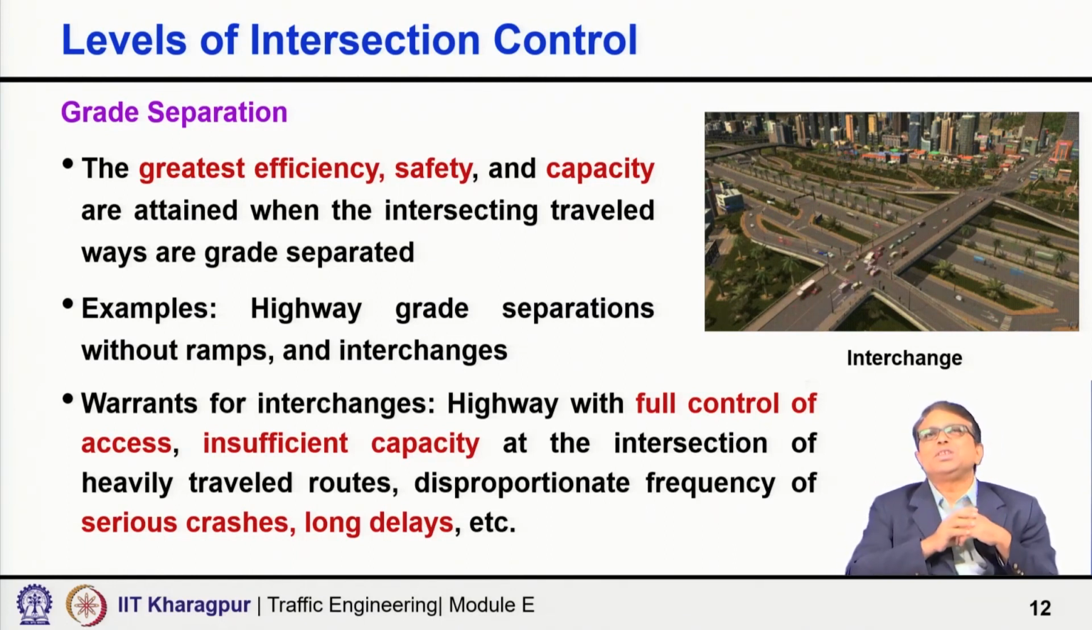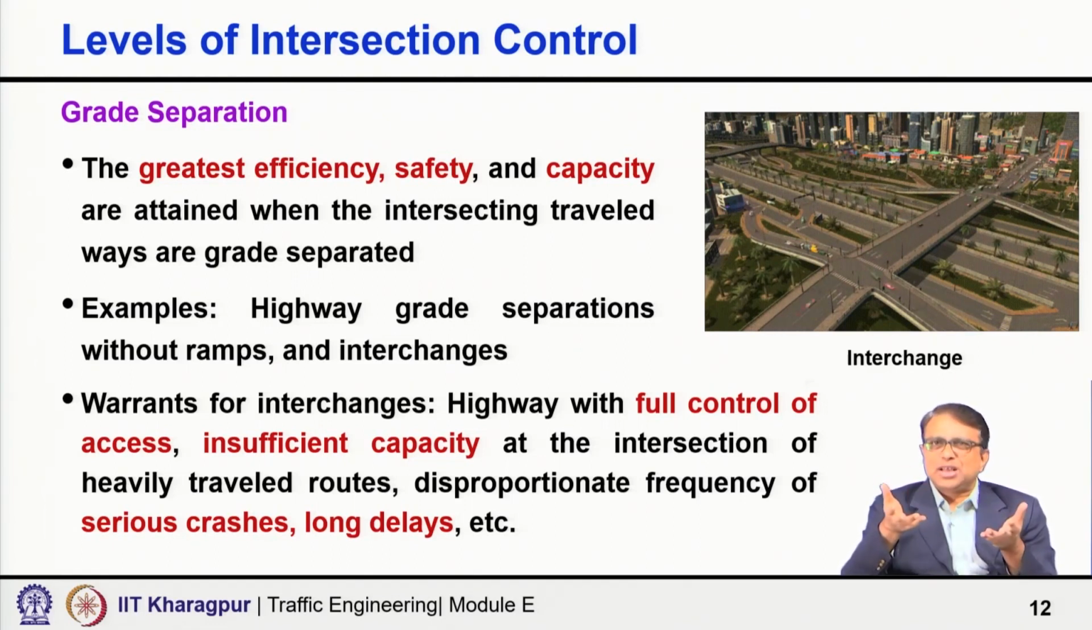So, the greatest efficiency, safety and capacity are attained when the intersecting travelled ways are grade separated, but remember that it is an expensive solution. So, not that we will always go and make the intersection grade separated. It may look nice, but the use of this kind of facility has to be justified properly. So, it could be highway grade separated, without ramp, with interchanges. All different possibilities are there.